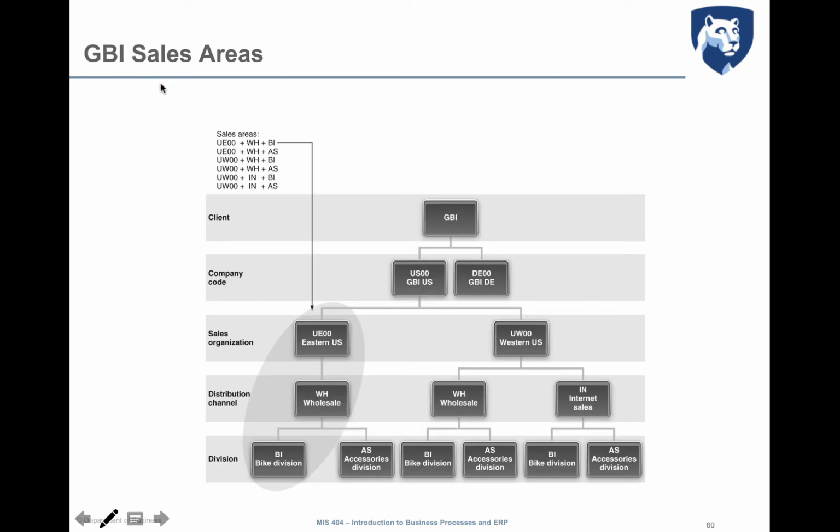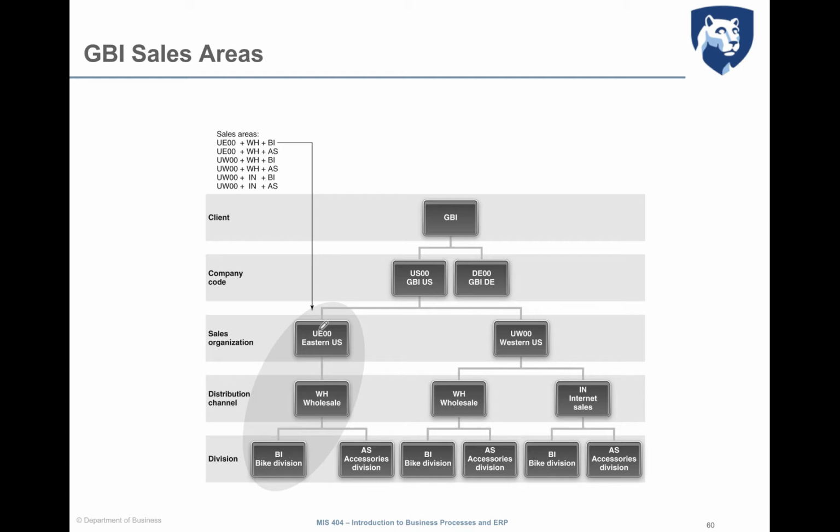In the case of GBI, just for example, in this case GBI US, we have sales organization Eastern and Western, distribution channel wholesale sales and internet sales, and on this distribution channel, people can sell bike or accessories. Within the US company, GBI has 6 sales areas. One is the one that you see highlighted.